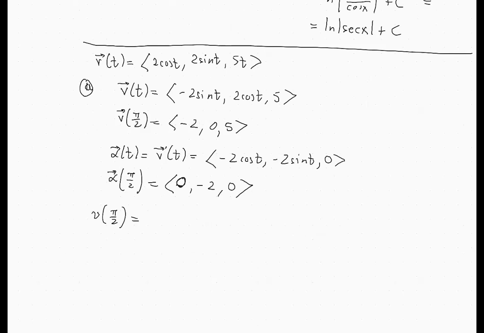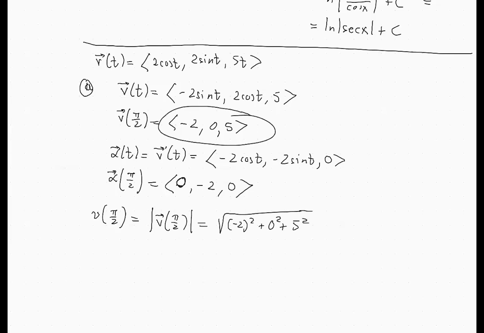If you're in a car, that's what the speedometer shows, right? So it's going to be the square root of negative 2 squared plus 0 squared plus 5 squared. I'm just taking the magnitude of this vector, and this will be the square root of 4 plus 25, that's square root of 29.